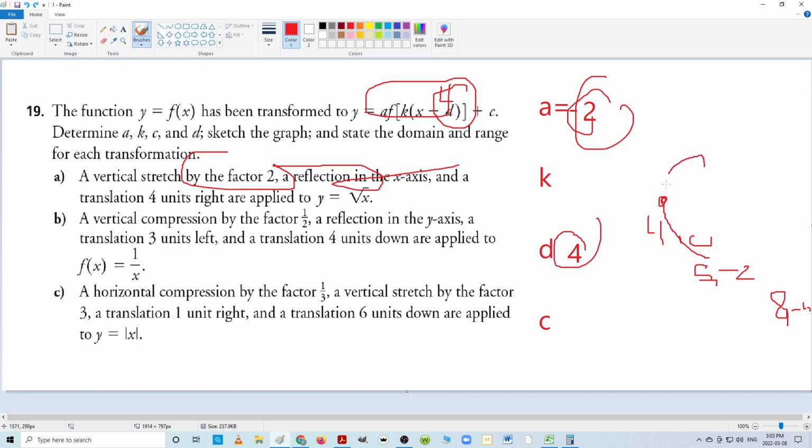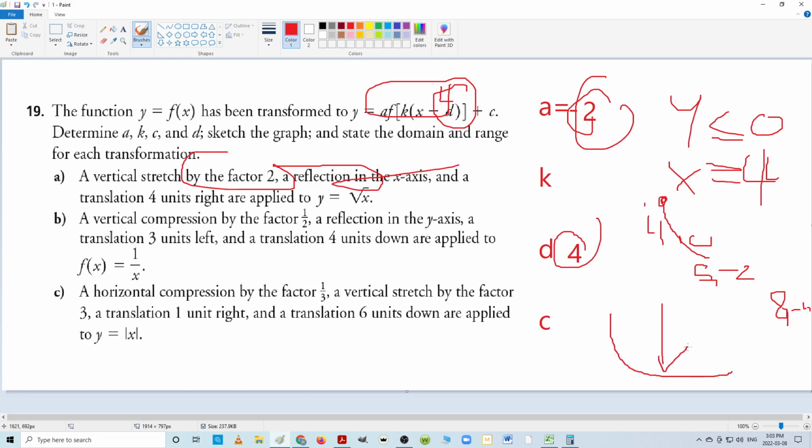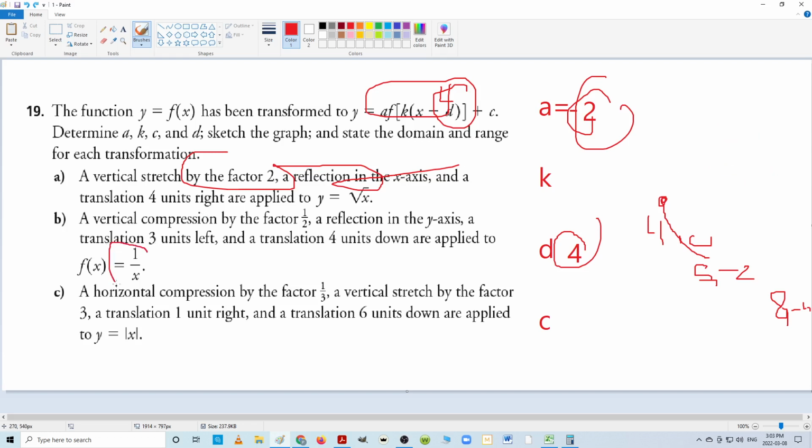Now, the domain and range is dictated by the vertex. So the range of this is y is smaller or equal to 0, and x is bigger or equal to 4. Because the square root function is going to look like that when it's reflected in the x-axis. So the range now goes down. Okay, this next one is a reciprocal.